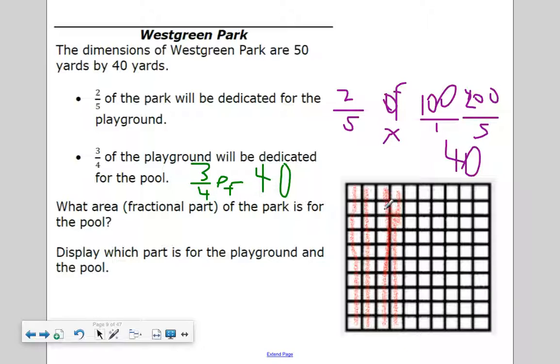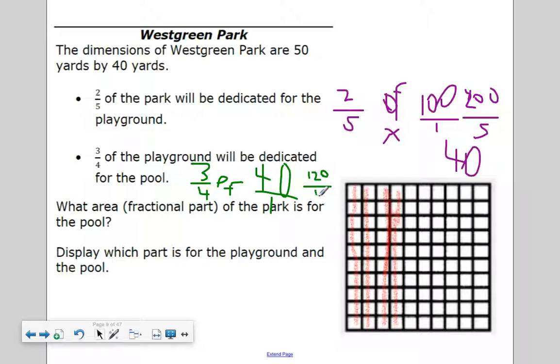But mathematically, let's see why. 3/4 of 40. How do I turn this whole number into a fraction? Put a 1 underneath it. So 3, multiply the numerators, you get 120. Multiply the denominators, you get 4.